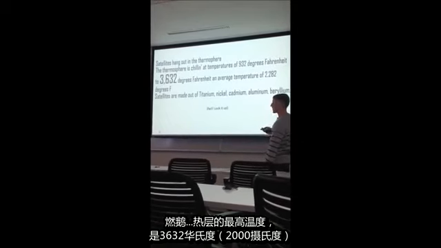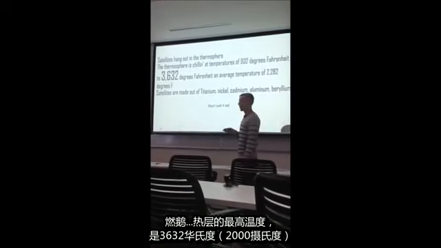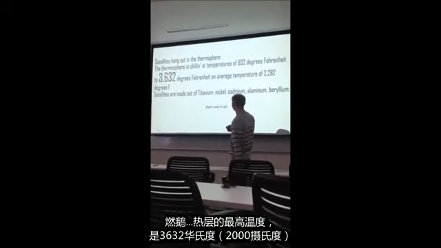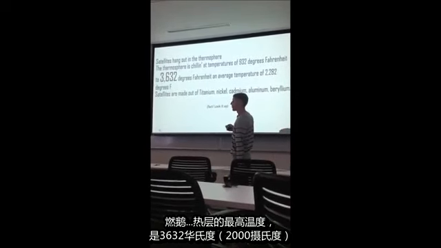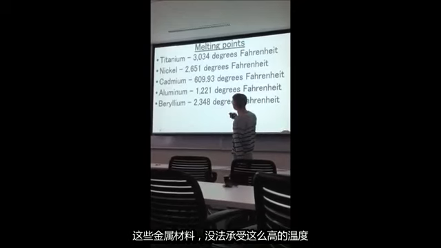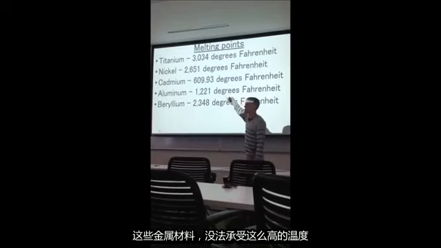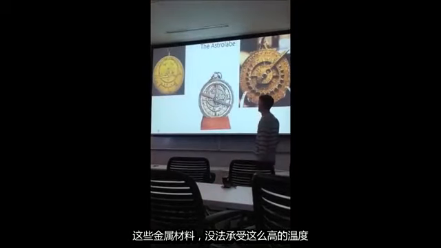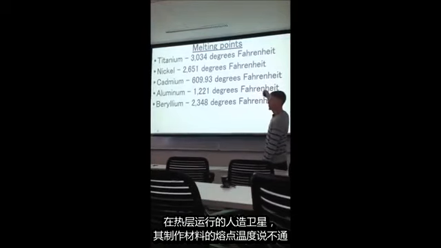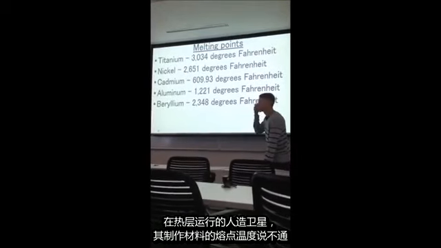But the temperature of the thermosphere that they chill at, 3,632 degrees. These metals do not even compare to be in the thermosphere. Their numbers don't make sense. Their numbers don't add up.